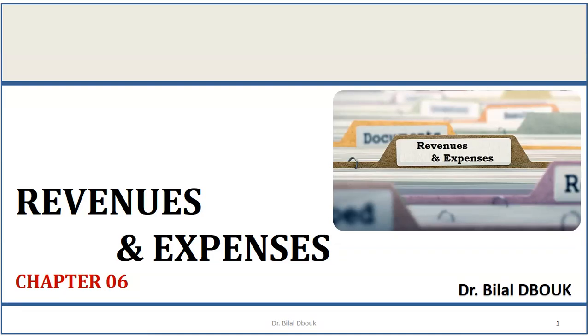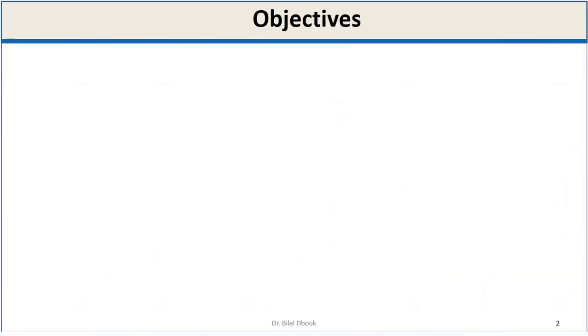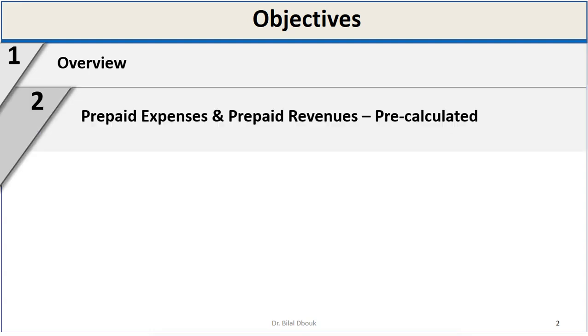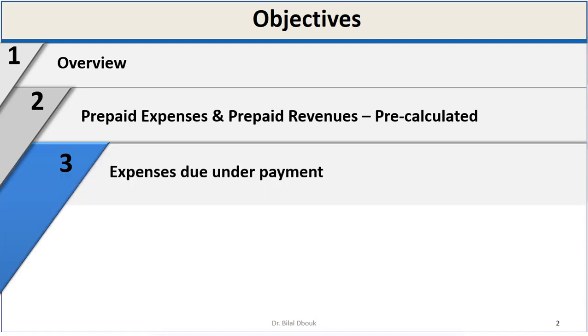Hello everybody. Our chapter today is about revenues and expenses. The objectives of this chapter: in objective 1, we will see an overview as usual. What are the accounts that we use according to the Lebanese chart of accounts related to revenues and expenses adjustments entries. In the second objective, we will see how we actually calculate or pre-calculate prepaid revenues and the prepaid expenses.